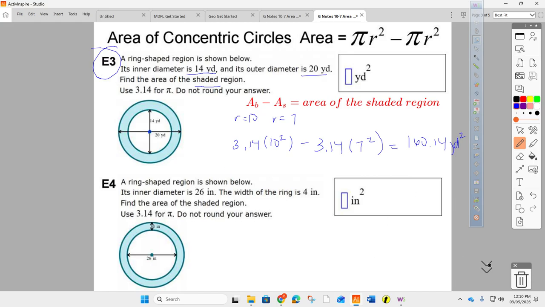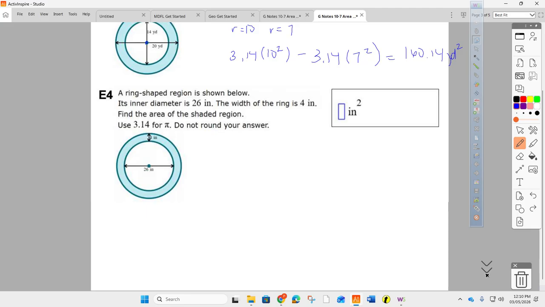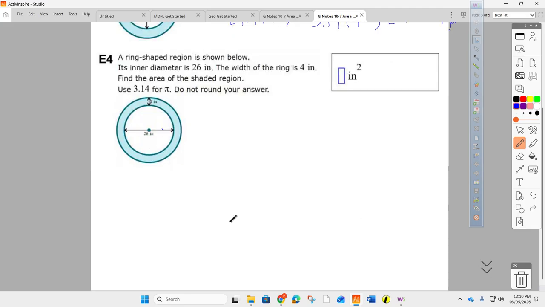All right, let's look at example 4. A ring-shaped region is shown below. The inner diameter is 26 inches. The width of the ring is 4 inches. Find the area of the shaded region. Okay, so we said area of the big minus area of the small. We need the radius for both.